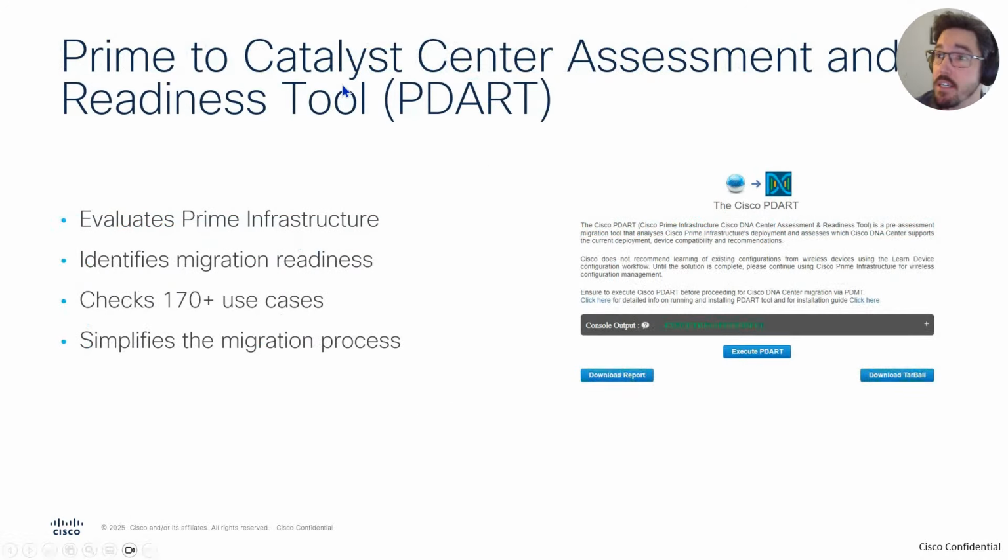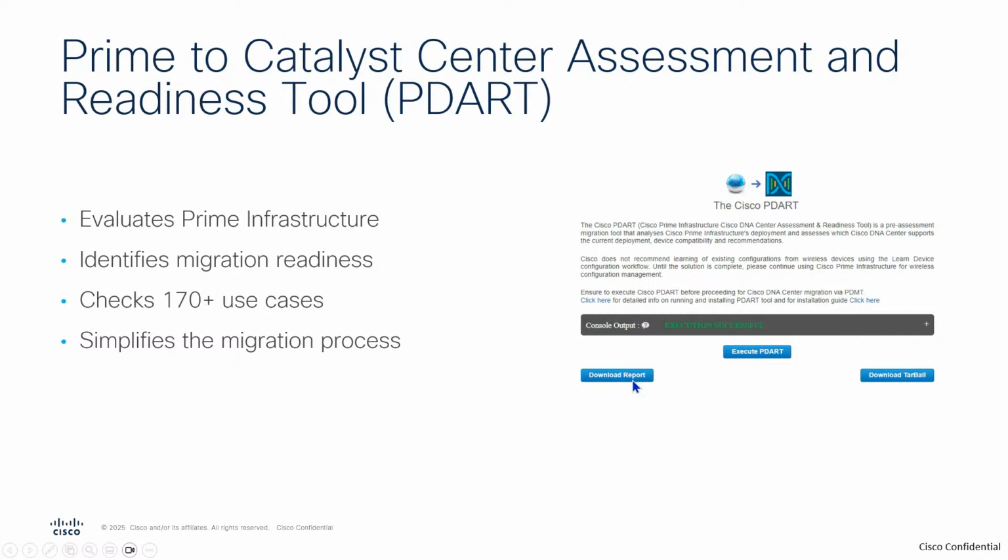For the Prime to Catalyst Center assessment and readiness tool, this is kind of how it looks. I will show you this in the demo as well. Note it supports 170 plus use cases, so it's very thorough in its evaluation. It identifies migration readiness and it simplifies the migration process. Highly recommend doing this before. All you have to do is, when you go to the Prime data migration tool within Prime, click execute PDART, and then it'll take usually about 3 minutes or so.